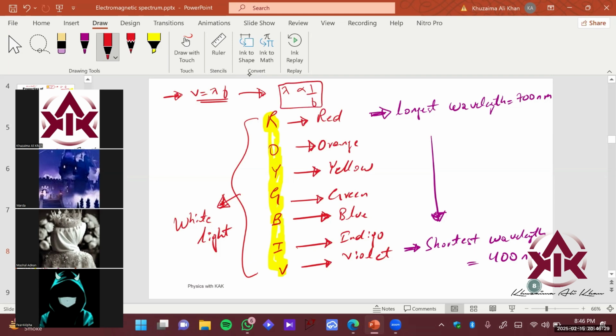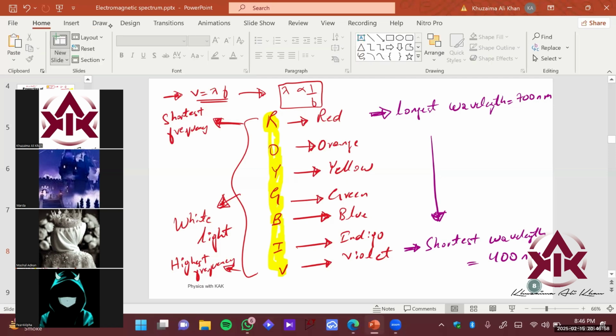So again, if red has the longest wavelength, if I talk about only the visible spectrum, it would have the shortest frequency, right? For this particular spectrum. And similarly, violet would have the highest frequency if you compare it with red, right? This is what is written over there, highest frequency. We can also find it out, okay? So let's find it out also.